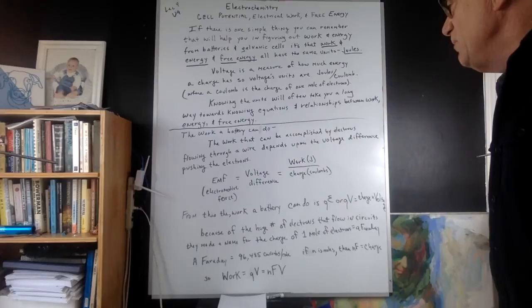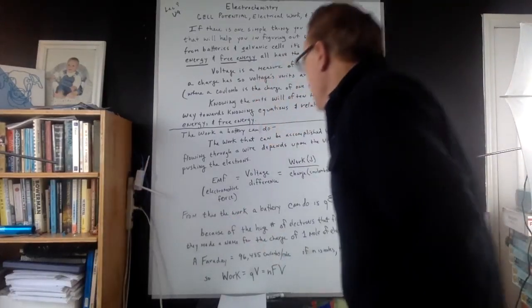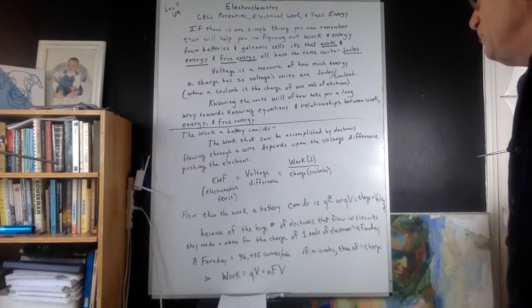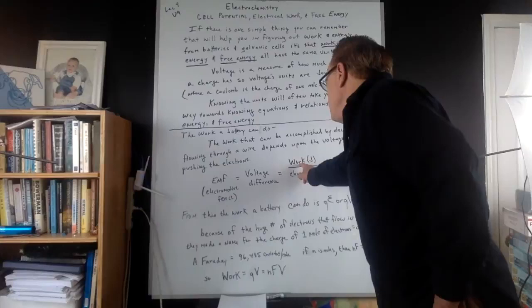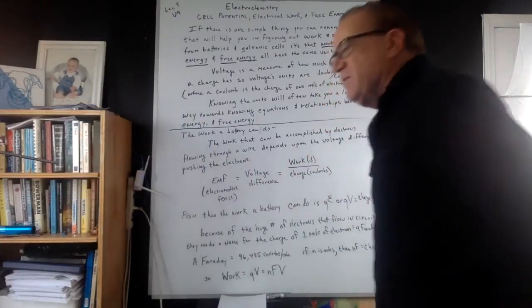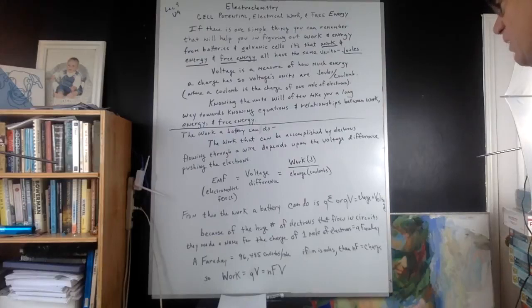And so from this, the work a battery can do is QE or QV, because if you multiply charge times voltage, you're going to get work because of the way the units turn out. So you're getting QE or QV equals charge times voltage, and that's work. So there should be an equation that says work equals Q times E, or QV, written on that board.